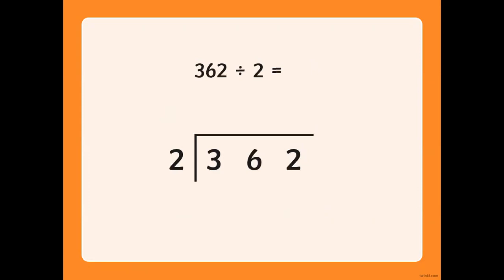Last question, a last example. 362 divided by 2. So ask yourself, how many 2s are there in 3? There's 1. So 1 times 2 is 2. So 3 minus 2, you're going to get a remainder of 1. That goes up to your 6. Now you have 16 divided by 2, and that's going to be exactly 8. Remember, 16 divided by 2 is 8.